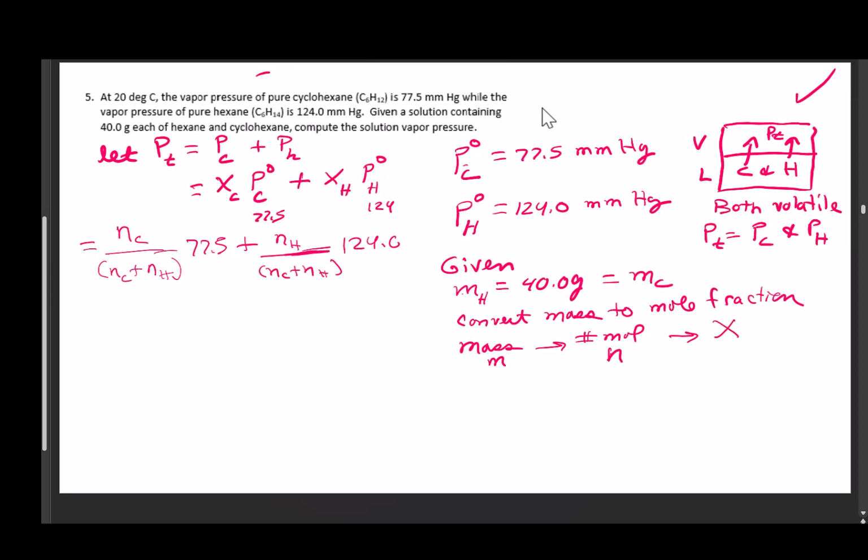Well, to change mass to moles, you can memorize an algorithm. Number of moles is equal to mass over molar mass. Or you can use dimensional analysis. This is mass in grams over molar mass in grams per mole. The grams cancel, you get moles in your answer here. We're going to need the molar masses of both the cyclohexane and the hexane.